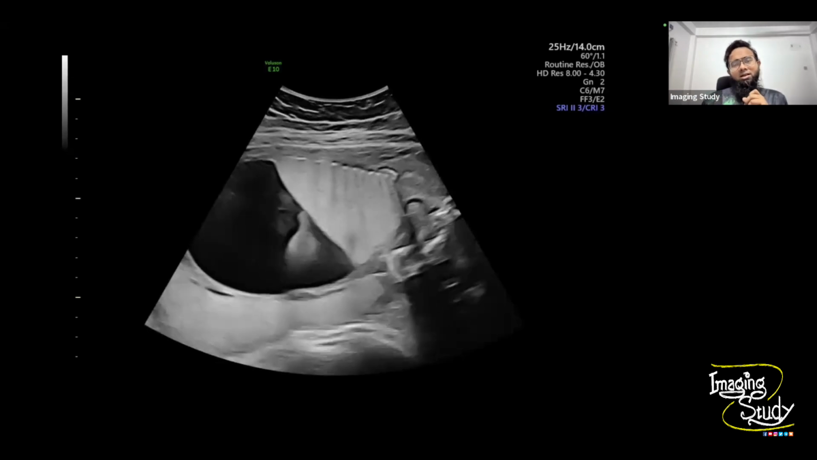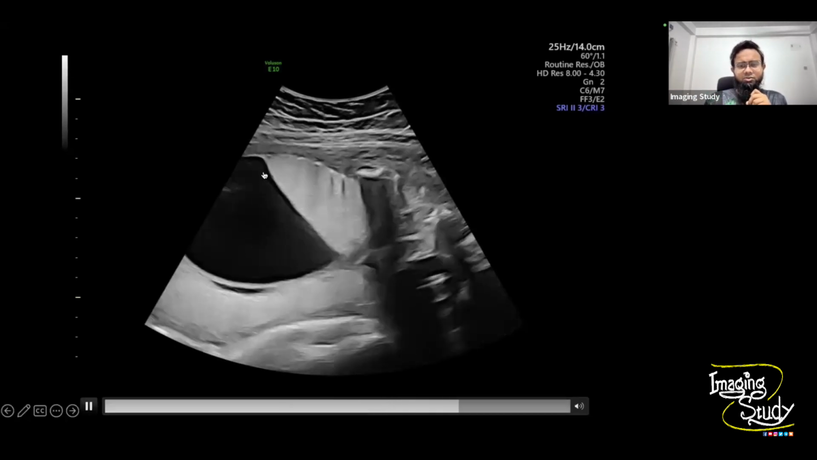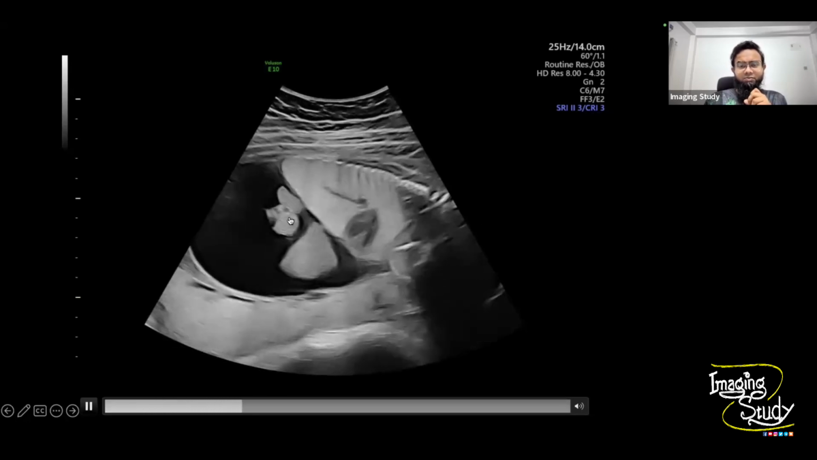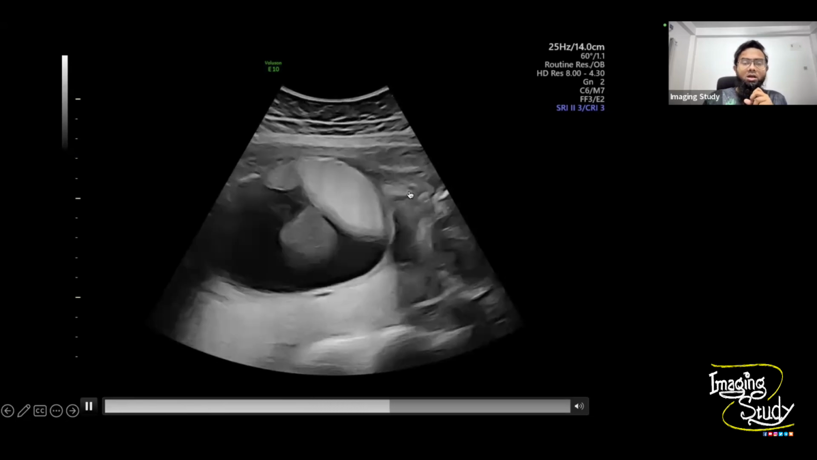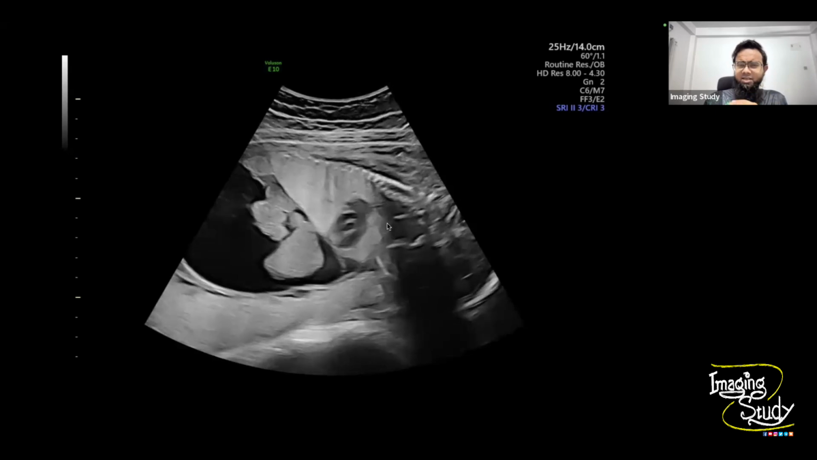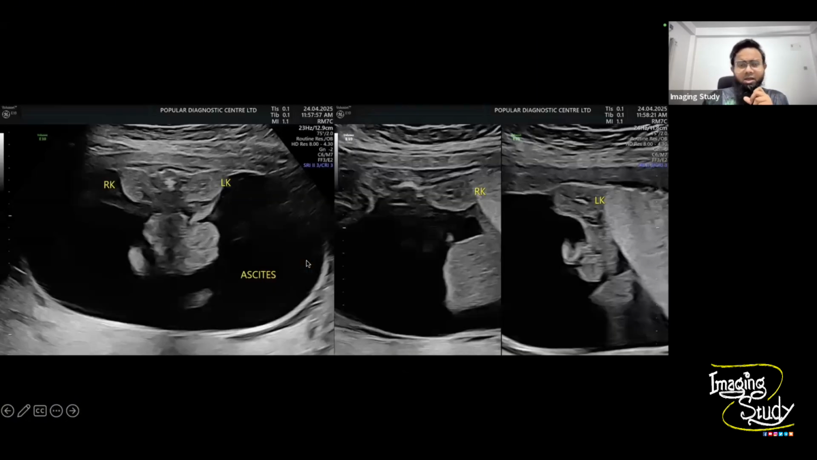So let's look at the long section. Now you can see the liver, you can see the kidneys over there. These are the kidneys, but you can't see any view of the stomach here, which is an important finding. Okay, so let's see the kidneys. But before that, you can see this echogenic lung compressing the heart at the central part.